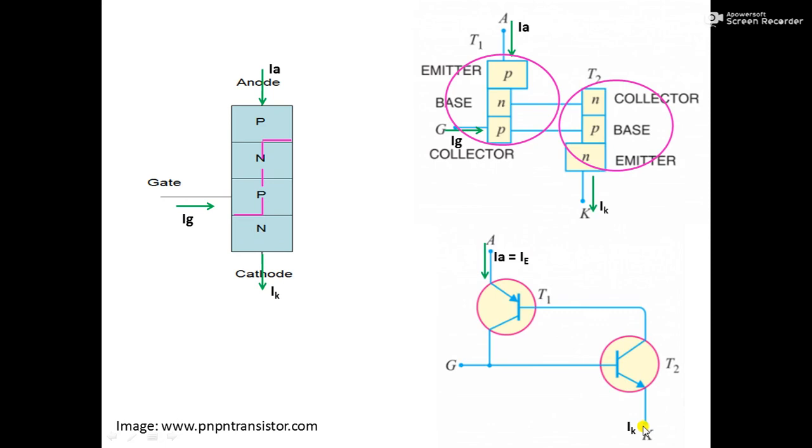Here you have IK at the cathode terminal. Also, this is the emitter of second transistor T2. So IK will be equal to IE of second transistor. Next we see here gate current IG in this direction. Here will be the collector. As you can see here, this is the collector terminal. So here you will have current IC1. This is the collector terminal of T2. So here you will have IC2, collector current of second transistor.